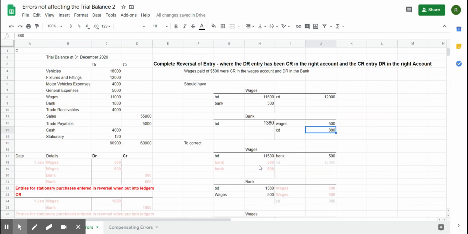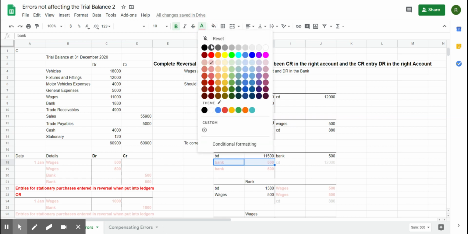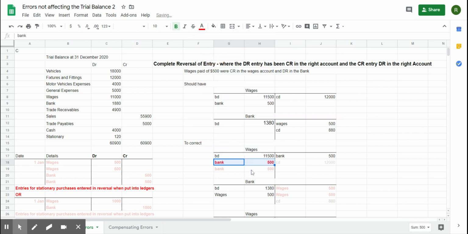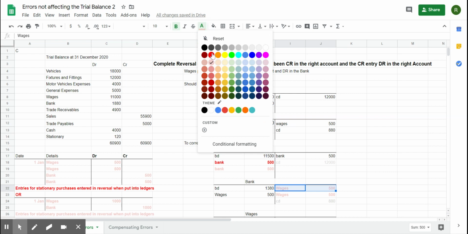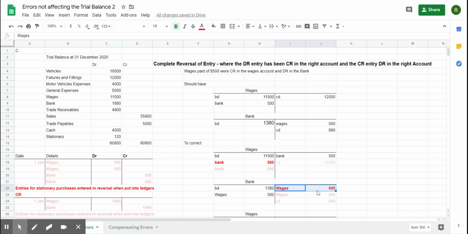Okay, so how are we going to go about correcting this? Well, the first thing we need to do is to get rid of the error. And to get rid of the error, we need to put a debit entry of 500 into the wages account. And to get rid of this error in the bank account, we need to put in a credit entry of 500. And it's still not getting us to the right place. This is where students sometimes make their mistake, stopping at the 500, because that account now would balance off at 11,500, but we know the wages should have been 12,000.